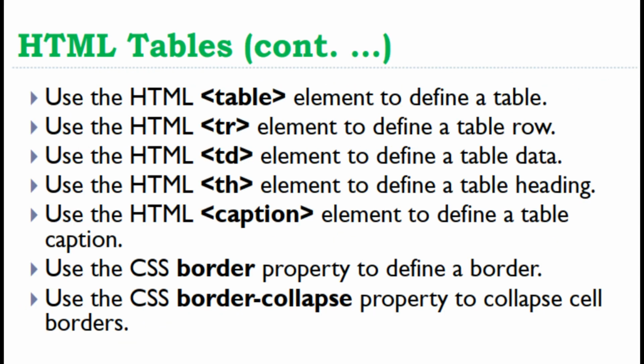HTML tables, continued. Use the table element to define a table. Use the tr element to define a table row. Use the td element to define a table data cell. Use the th element to define a table heading. Use the HTML caption element to define a table caption. Use the CSS border property to define a border. Use the border-collapse property to collapse cell borders.